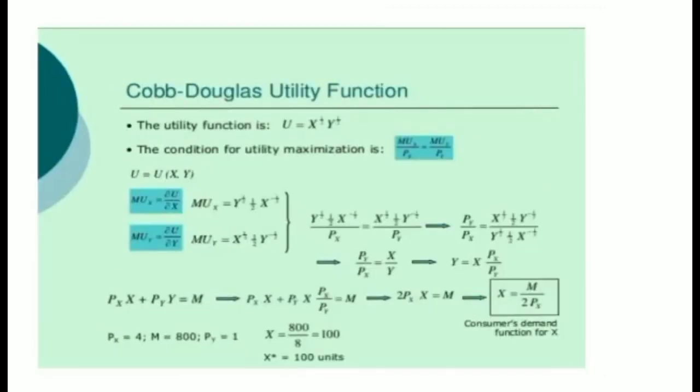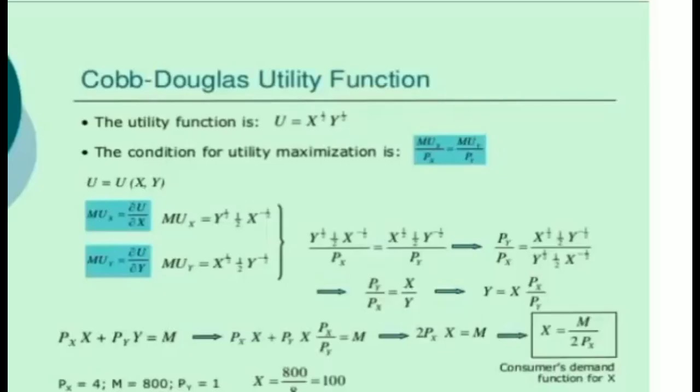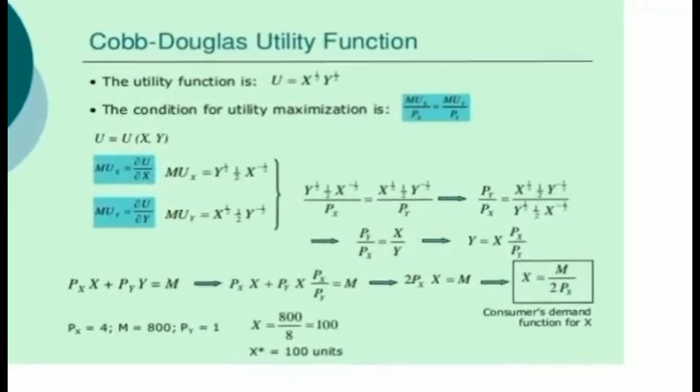Cobb-Douglas utility function. The utility function is u = x raised to the power of. So this is also the formula of the Cobb-Douglas utility function.